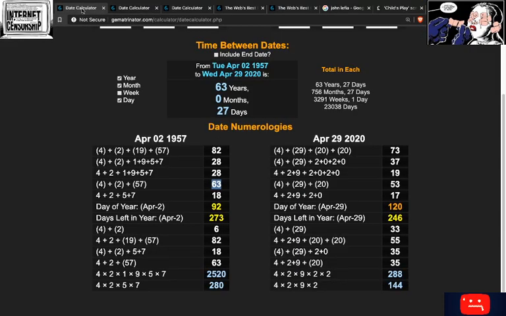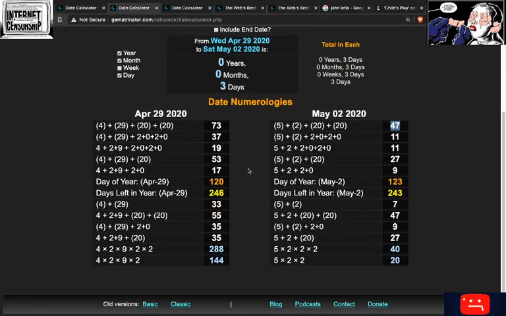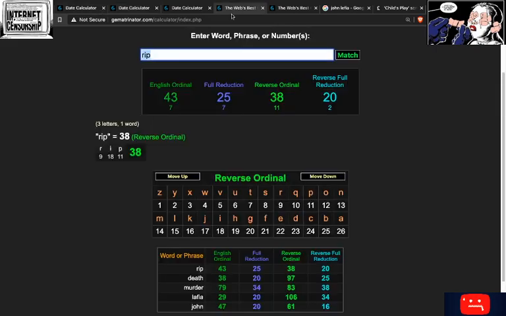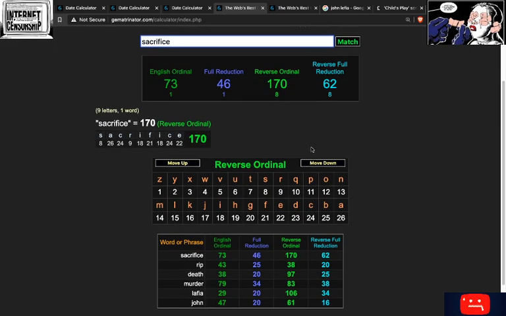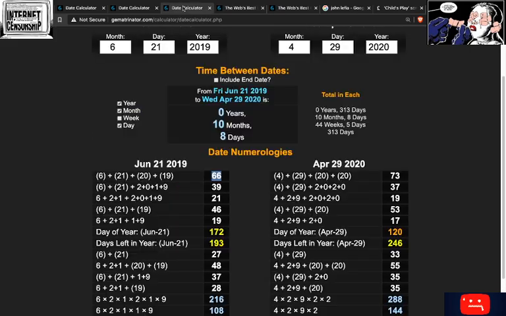Let me just scan over this real quick and see. 17, 19. 73 is a sacrifice number, I believe. Sacrifice. Yep, 73, 46. All right, so all these numbers are going to pop up. You'll see.